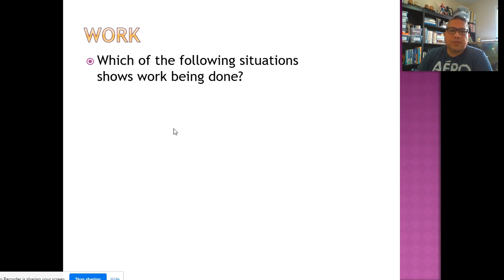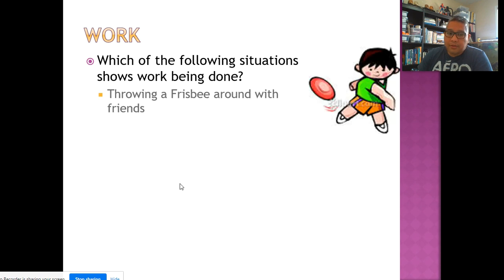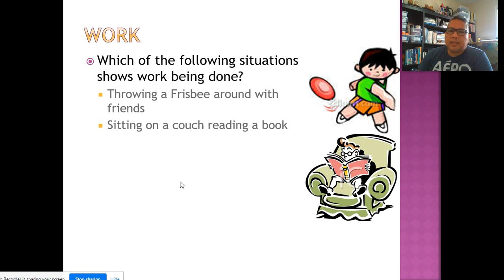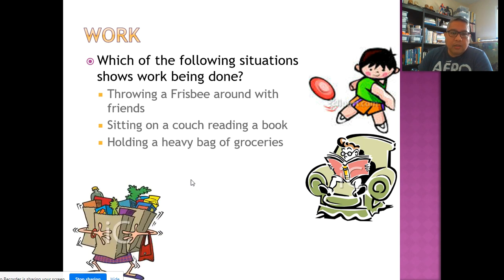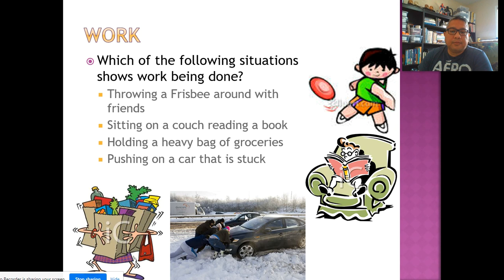Which of the following situations shows work being done? Throwing a frisbee around with friends, will that be work? Sitting on a couch reading a book, will that be work? Holding a heavy bag of groceries, pushing on a car that is stuck, will that be work? Now we will look at the definition. You can go back to the slide and try to determine whether those things can be considered work or not.